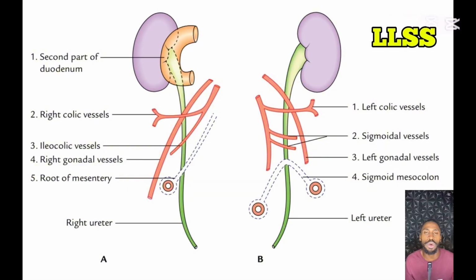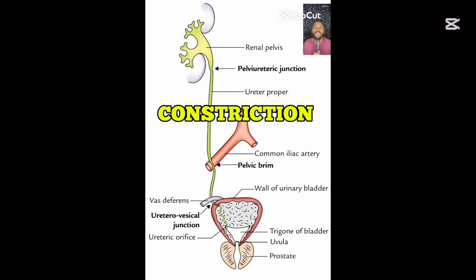For the left, don't forget LLSS. LLSS is for the anterior relation of the left ureter. L is for the left testicular or ovarian vessel. The next L is for the left colic vessel. S is for sigmoid vessel, the last S, sigmoid mesocolon. So don't forget SIRRR, and for the left it is LLSS.